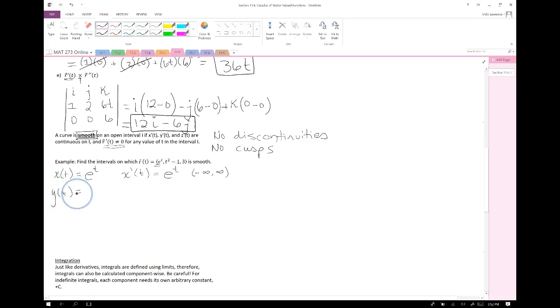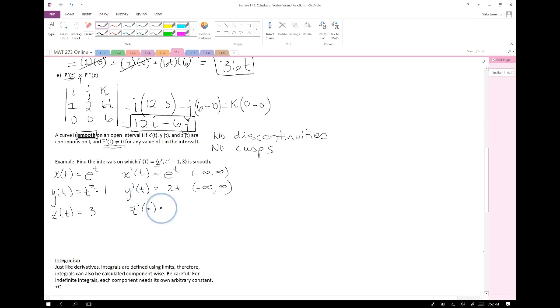Our y component here is t squared minus 1. Its derivative is 2t, which is just a straight line. It's got no discontinuities, no holes, no jumps. Our z component is just 3.